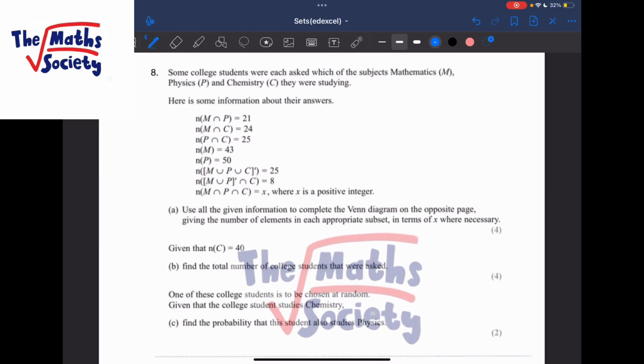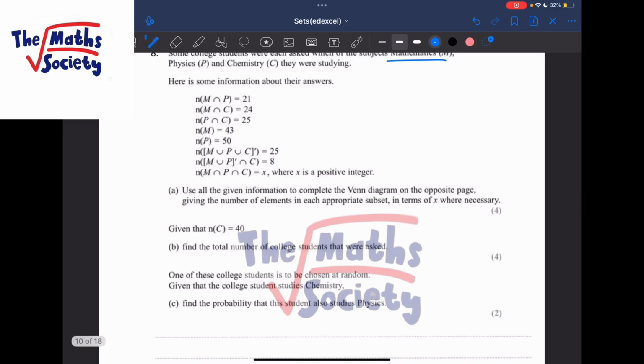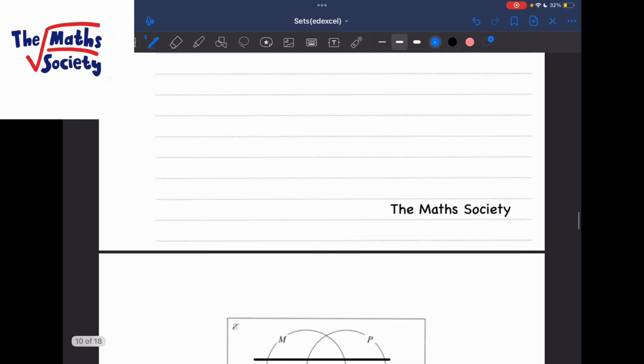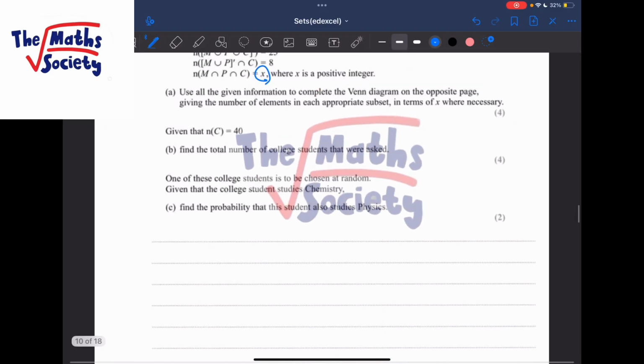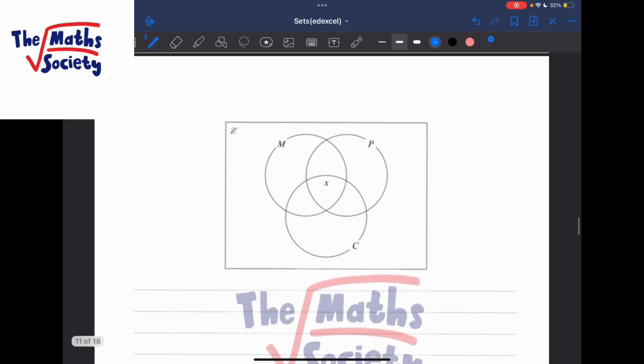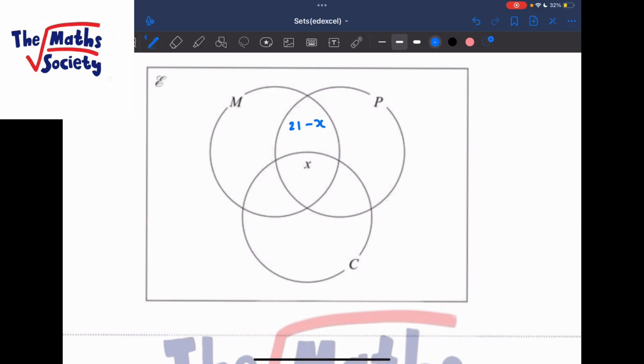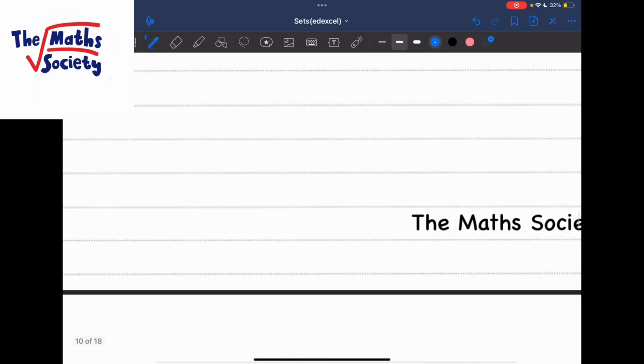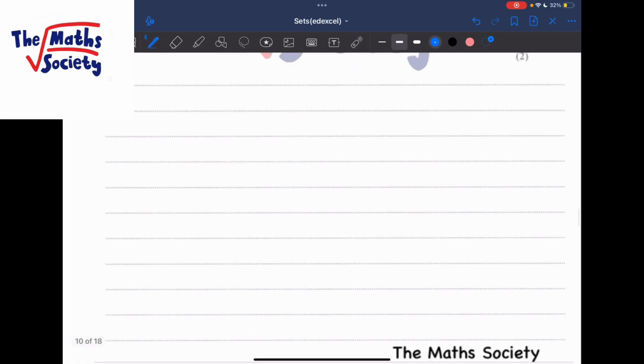Okay, so number 8. It says that some college students were asked about each of the subjects, and some information is given. Use all the given information to complete a Venn diagram on the opposite page, giving the number of elements in each appropriate subset in terms of x when necessary. So we're going to find the intersected ones and the ones in the union. Here it says that the intersection of everything is x, which is already given. And we can choose the ones that are intersecting: M and P is 21, M and C is 24, and C and P has to be 25.